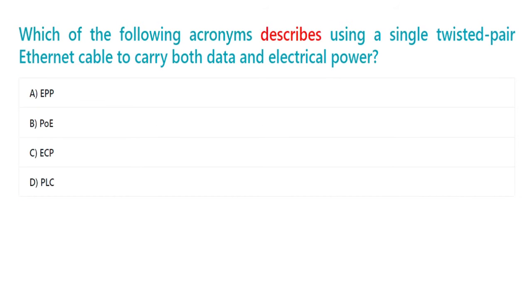Which of the following acronyms describes using a single twisted pair Ethernet cable to carry both data and electrical power? A. EP. B. PoE. C. ECP. D. PLC.